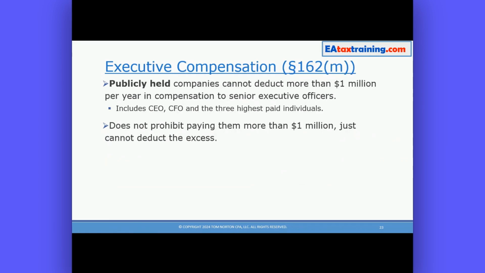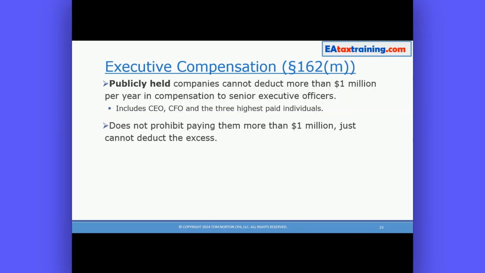Executive compensation. So this is section 162(m). So for publicly held companies, they cannot deduct more than $1 million per year in compensation to any senior executive officer. The senior executive officers are the CEO, Chief Executive Officer, the CFO, Chief Financial Officer, and the 3 highest paid individuals. So any of those people, if you're going to pay them more than $1 million, you cannot deduct the excess. You can only deduct $1 million. So it doesn't prohibit them from paying more than $1 million.